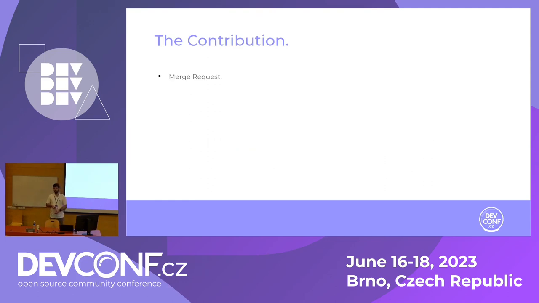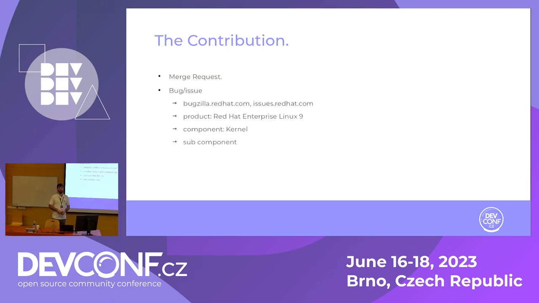However, before you can open a merge request, you need to do one important thing, and that is to file a bug or issue. Every change we do needs to be tracked. So you go to Bugzilla or Jira, it doesn't really matter, and file a bug or open an issue there. Be sure to select the proper product, component, and subcomponent: product Red Hat Enterprise Linux 9, component obviously kernel, and subcomponent in Bugzilla, whatever you think is the best fit. The reason for that is you want your change, your merge request, to reach the proper team.